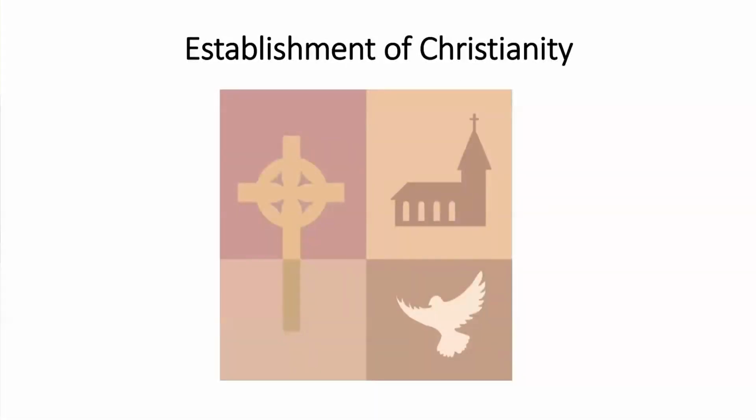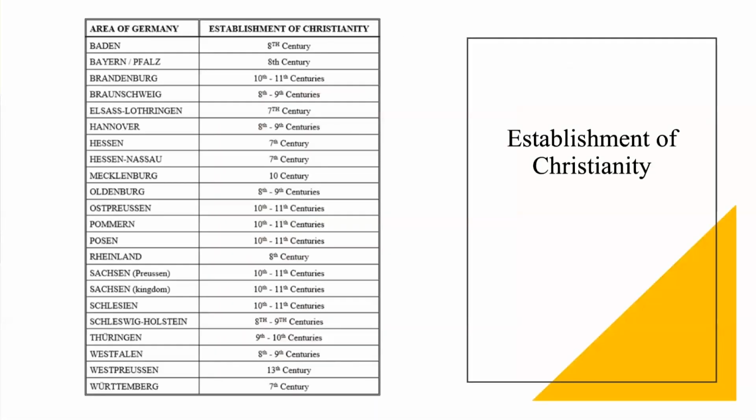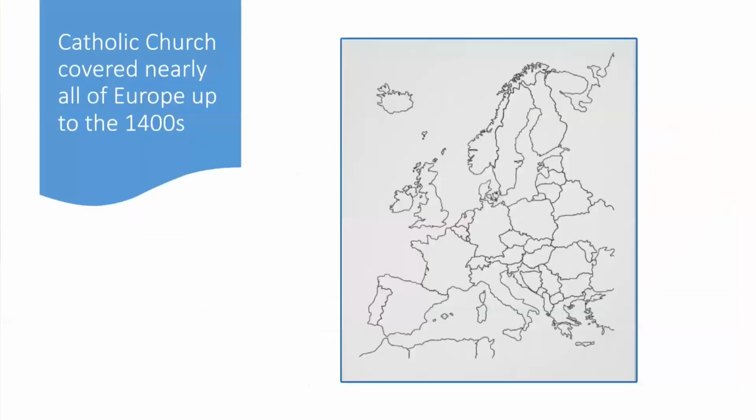The establishment of Christianity. This is another one of the handouts for this lecture. It shows when Christianity was established in each nobility and provincial area. Up until the 1400s, the main Christian churches were the Roman Catholic and the Eastern Orthodox, which included almost every European country shown on this outline map. The establishment of Christianity was not the beginning of church records. During this early time period, very few church records were kept.